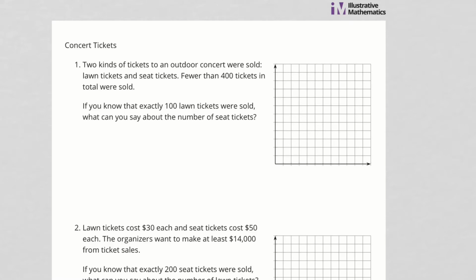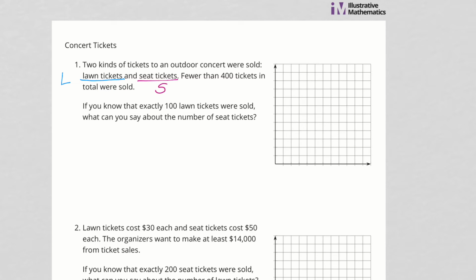So we have two kinds of tickets to an outdoor concert were sold. We have lawn tickets and seat tickets. Fewer than 400 tickets in total were sold. So, what are my variables here? Lawn tickets and seat tickets. So, let's see here. We're going to say lawn tickets are L and seat tickets are S.